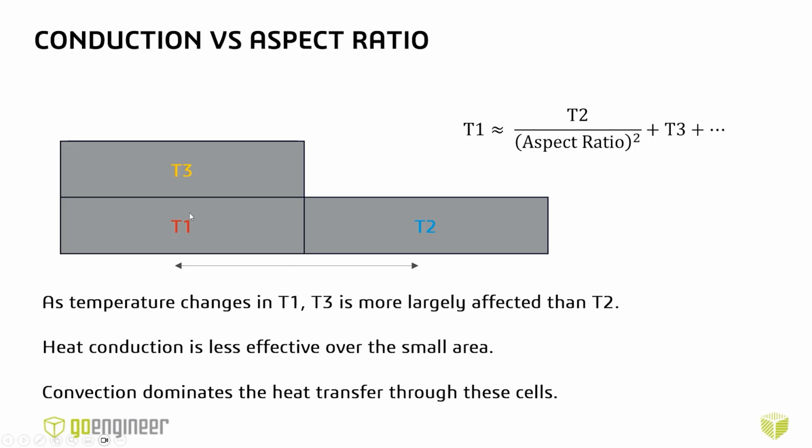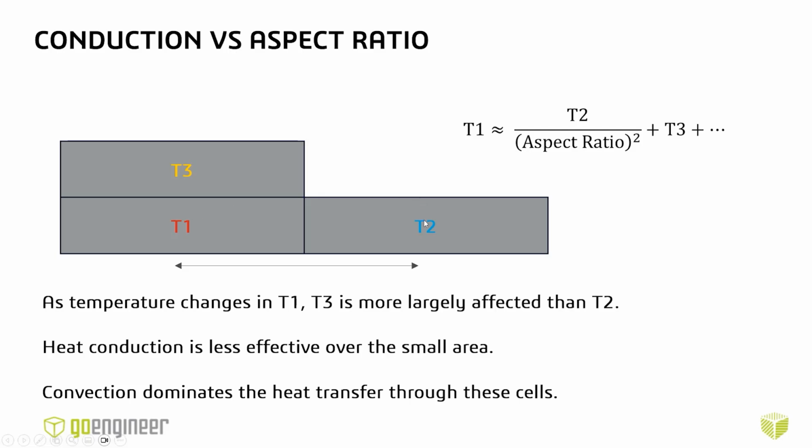Imagine T1 is generating heat. When I'm looking at just conduction, the majority of the conduction is going to transfer into the cell T3 because it shares more area with T1. Because T2 has reduced area now, it's going to have a lower amount of conduction passing into it. So that's the main way that I'm affecting my results adversely. My conduction is now happening more across the cells that share a larger area.